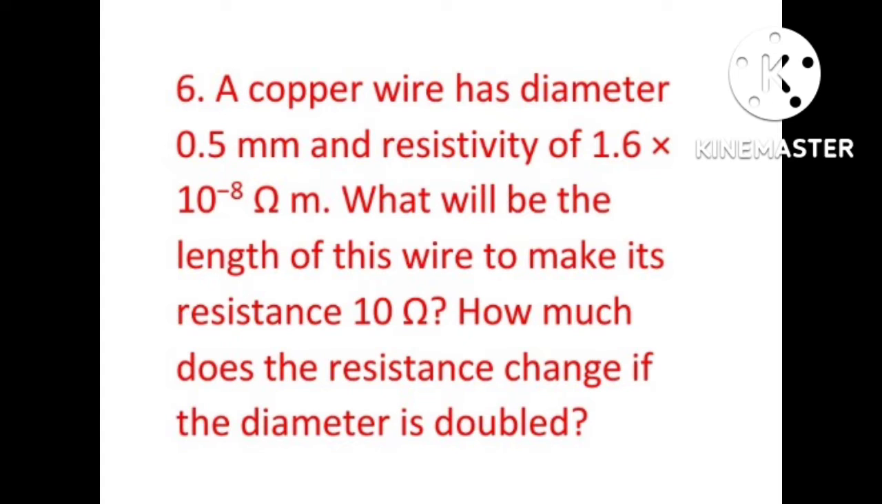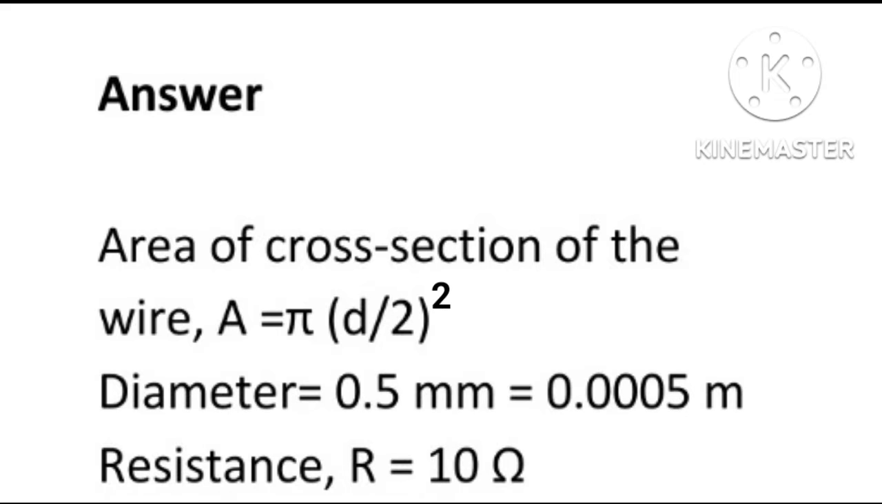Here the diameter of the wire, resistivity and resistance are given, and we have to find the length of the wire in the first case. And one more question is there, that is, if the diameter is doubled, we have to calculate the resistance. We know that the area of cross section of the wire A is equal to pi r square. Here the diameter is given, therefore we can write it as A is equal to pi into (d by 2) the whole square. And the diameter is given as 0.5 mm, so that we can convert into meters, that is 0.0005 meters, and resistance is given as 10 ohm.